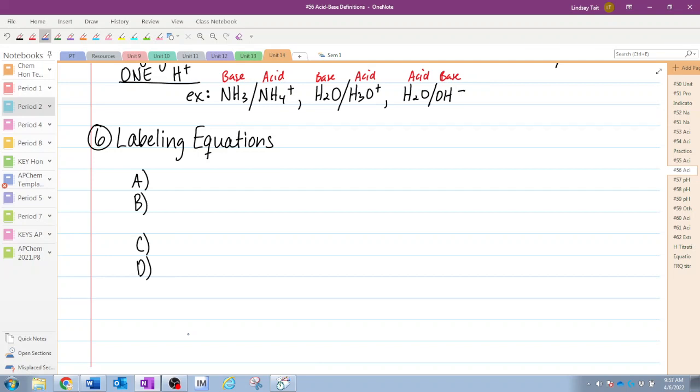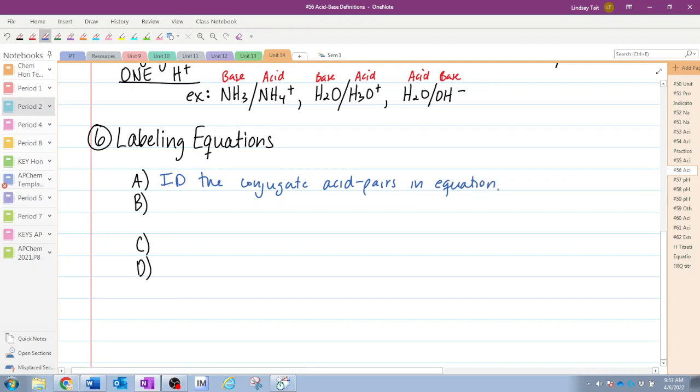So what are we going to do first? You're going to have an equation, and it's going to have 4 different formulas in it. The first thing that you're going to do is identify the conjugate acid-base pairs in the equation. So you're going to look at those 4 chemical formulas. And 2 of the formulas, the only difference between them will be 1 hydrogen ion. And then the other 2 formulas, guess what? The difference between them will only be 1 hydrogen ion. So if there are 4 formulas total, you will have 2 pairs. So that's step 1, find the pairs.